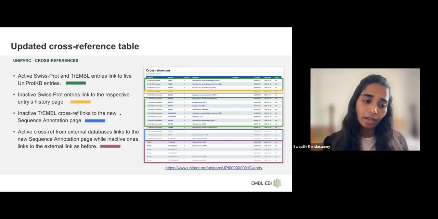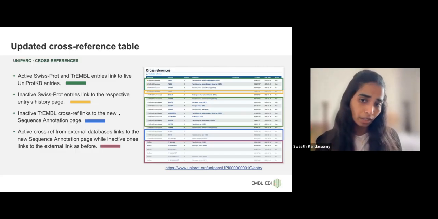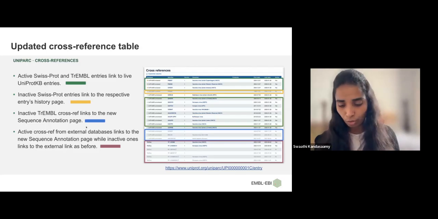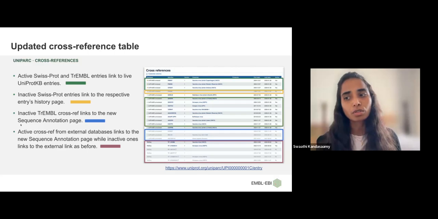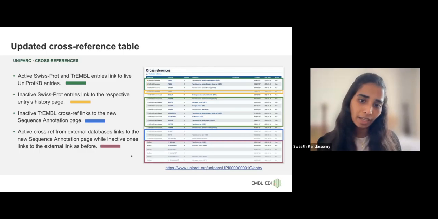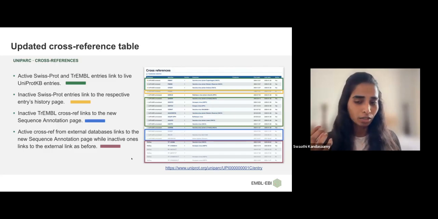If a TrEMBL entry is inactive, clicking on that link will take you to a new page, which I'm going to show you later. We call that the sequence annotation page. That is a page dedicated to a cross-reference of a UniParc entry, which I will explain in the next slides. And then we have more links to external databases too, like RefSeq, Ensembl, etc. For them, if that RefSeq or Ensembl entry is active, it will take you to the new sequence annotation page, or if it is inactive, it takes you to the respective source database page itself, like it was before.